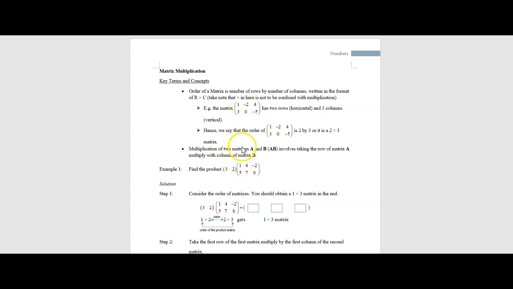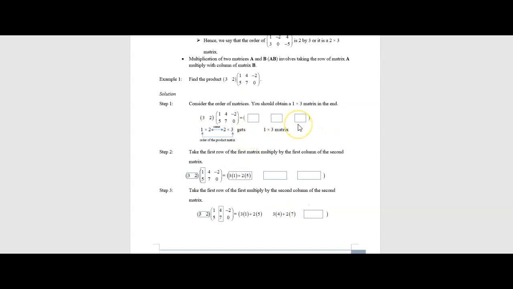My handout gives you a rough visualization of how this works. Take a look at the second step. You have this row multiplied with this column. What you're actually doing is taking the first entry of the matrix on the left, this 3, and multiplying it with the first entry from the top of the second matrix, which is the 1, so it becomes 3 multiplied with 1. Then I take the second entry from the left, which is 2, and multiply it with the second entry from the top, which is 5. So I have 2 multiplied with 5.